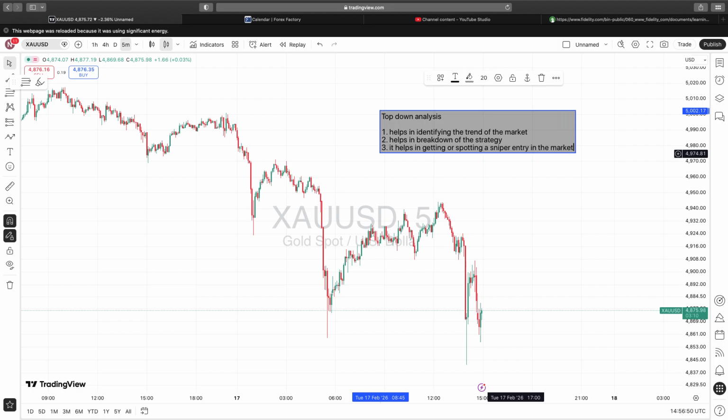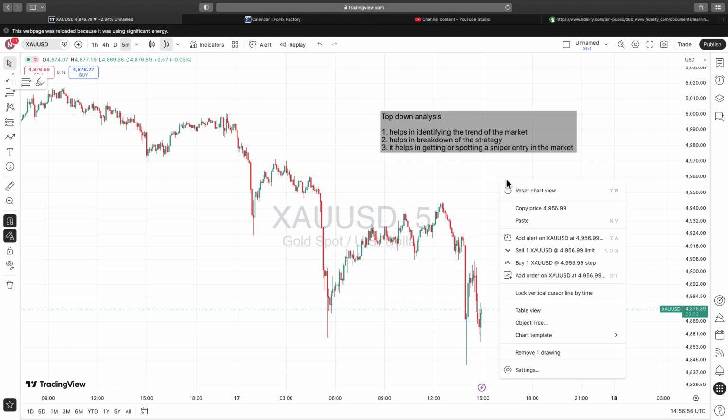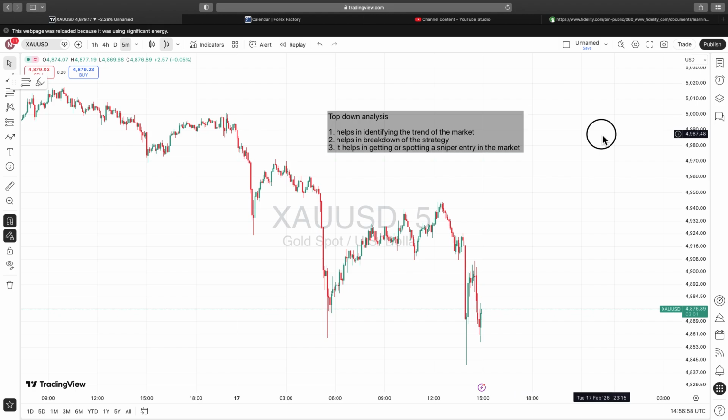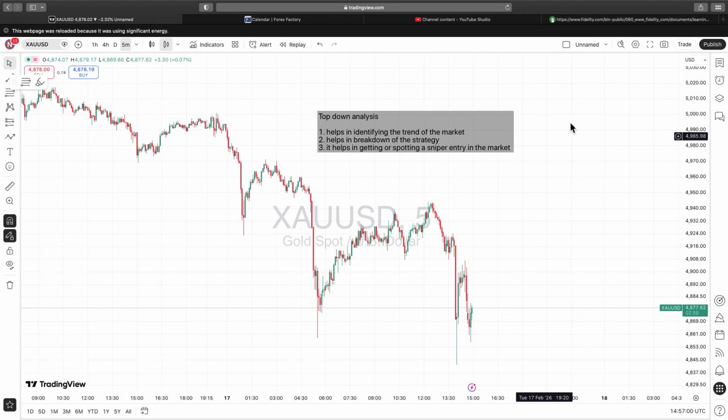Now, top-down analysis is one of the best approaches you can combine with market structure and everything, because it is a part of the market structure. Top-down analysis will help you with a lot of things. Basically, it is identifying or checking what the market is doing on the higher time frame vis-a-vis what the market is doing in the lower time frame. That is what we call top-down analysis.